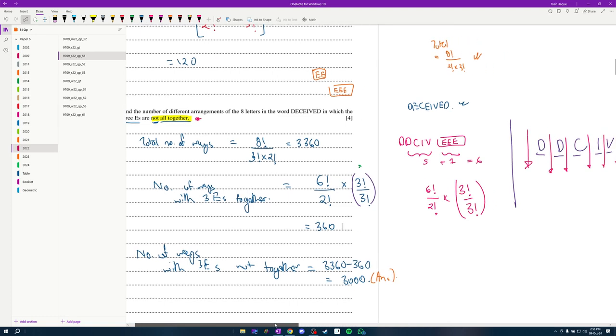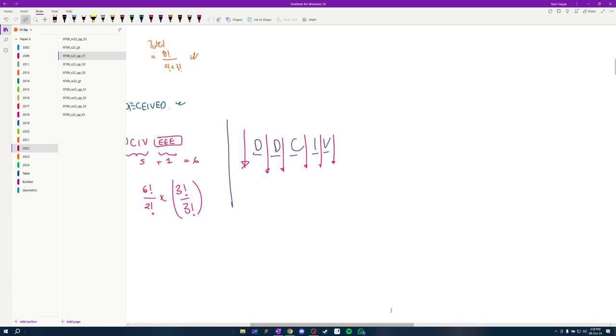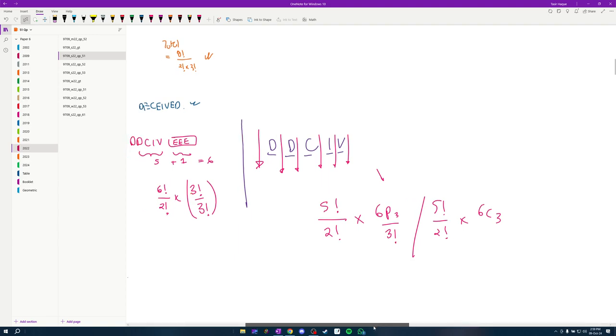And if they ever said the E's are not next to each other, you would apply the arrow method, which would have been DDCIV. I told you to ignore the ones that cannot be next to each other. You input the other letters, which is 5 factorial by 2 factorial, and then you have 1, 2, 3, 4, 5, 6 arrows. So that's going to be either 6P3 divided by 3 factorial, or 5 factorial divided by 2 factorial into 6C3, because the E's are identical anyway, so the arrangement doesn't matter. Okay.